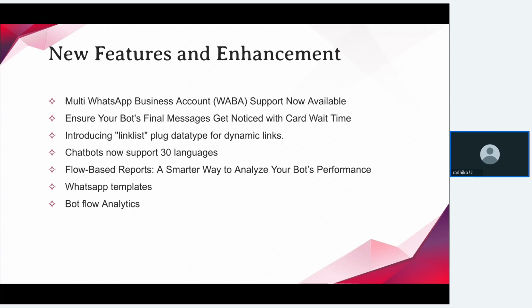Then we have a feature of link list plug data type for dynamic links. For example, we are in the flow, collecting some information from the customer, and based on the information, we need to show some URL. For example, they need to fill a form, and in that form we already have questions to get their name and email ID. Instead of asking again, we can dynamically pass the values in the URL and share it with them. And also chatbot now supports 30 languages.